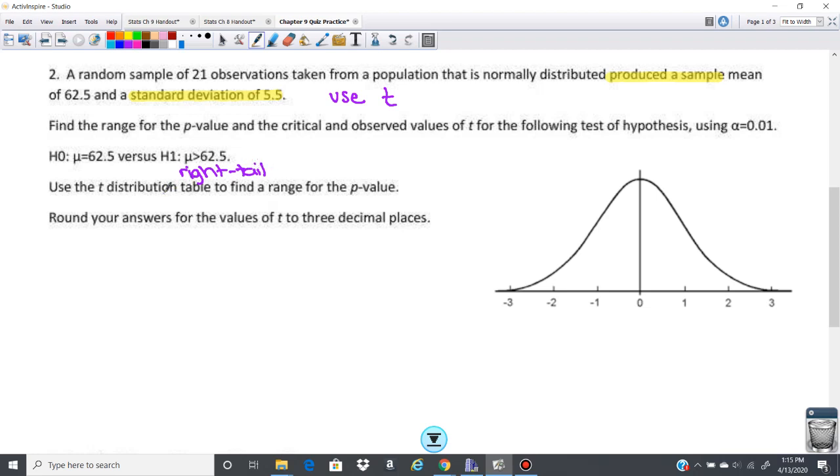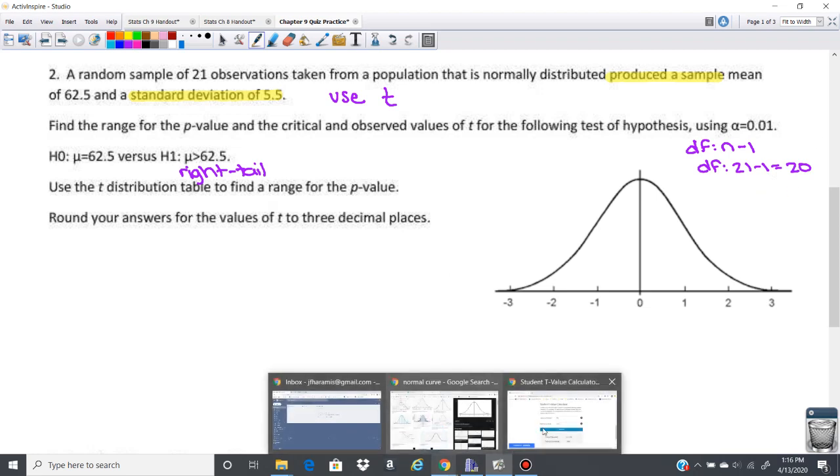Now, we need to find a critical value of t in the right tail. Okay, so we need the value of t that produces a 0.01 in the tail, meaning that I've got 1% of this curve. So 1% of this curve is probably over here between 2 and 3, maybe even further over here. But let's actually get that value. So my significance level is 0.01. I need my degrees of freedom in order to do that. So remember, my degrees of freedom is going to be the sample size minus 1. So if it's a sample of 21 observations, my degrees of freedom is going to be 21 minus 1, so 20.